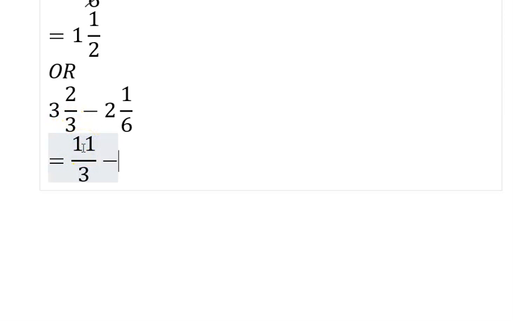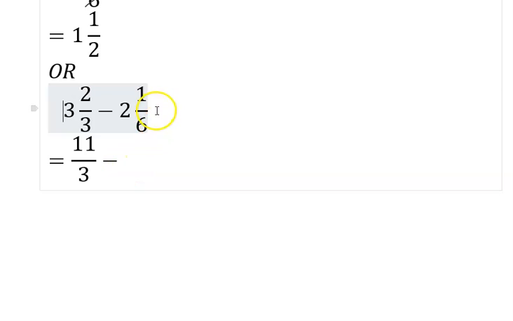Minus. Great. So let's quickly convert this as well. Awesome. So 6 times 2 will give us 12. 12 plus 1 will give us what? 13. So after converting this mixed fraction to an improper fraction, we'll go ahead and solve the same way.